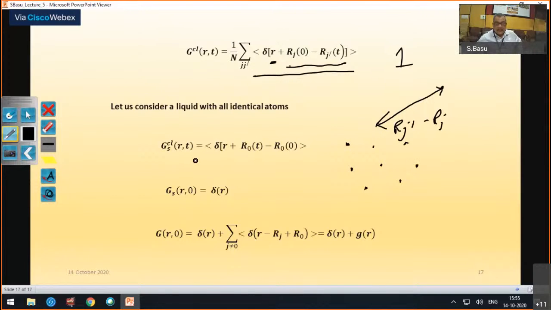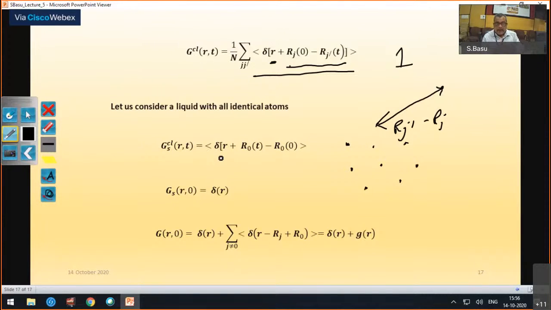So I'll just take a simple example. Let us take a case of a liquid, because things become very obvious and clear to understand. One is that when I talk about time t equal to 0, then the self correlation function is a delta function. That means a particle at t equal to 0 is correlated only with itself.